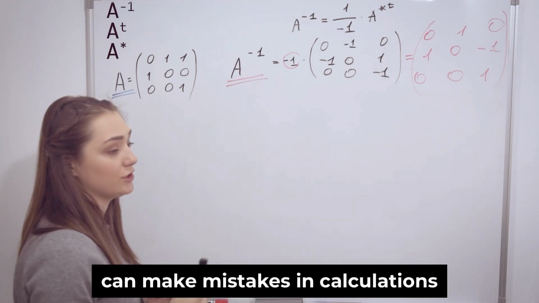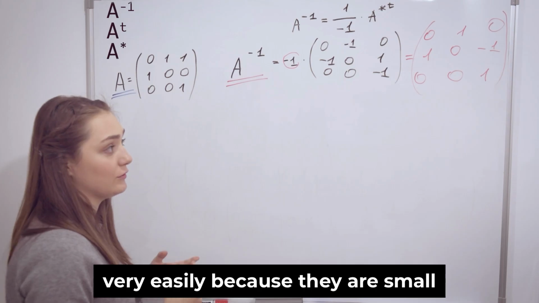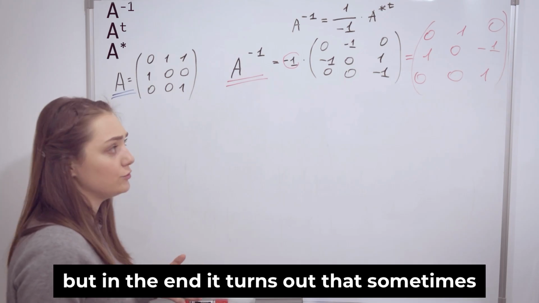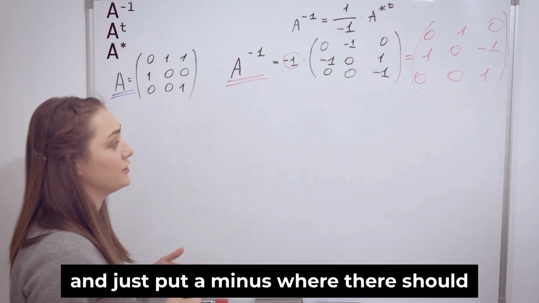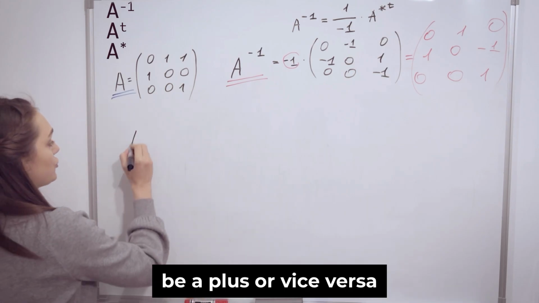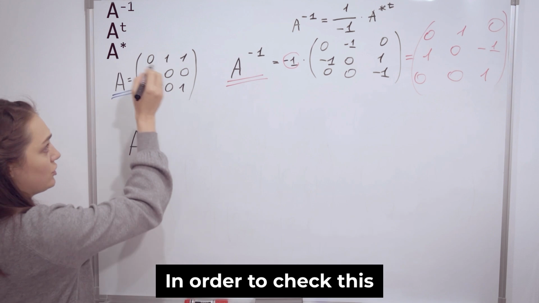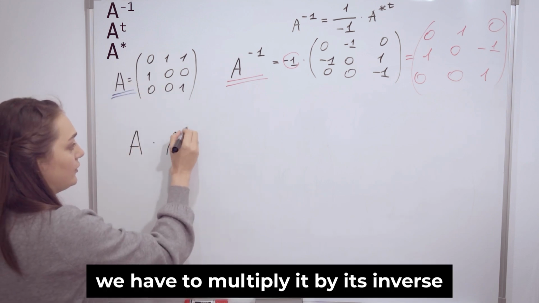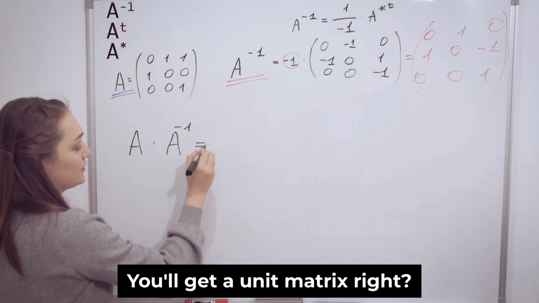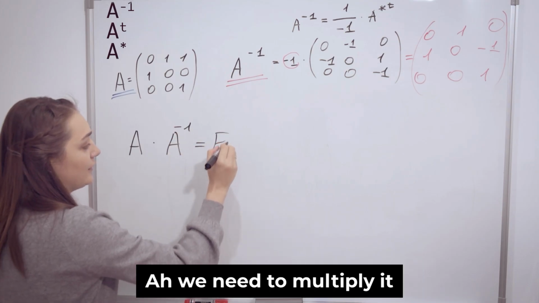We can make mistakes in calculations very easily because they are small, but in the end it turns out that sometimes we can get confused and just put a minus where there should be a plus, or vice versa. In order to check this, we just need our matrix A, which is given in the data, and we have to multiply it by its inverse. You'll get a unit matrix, right? We need to multiply it.